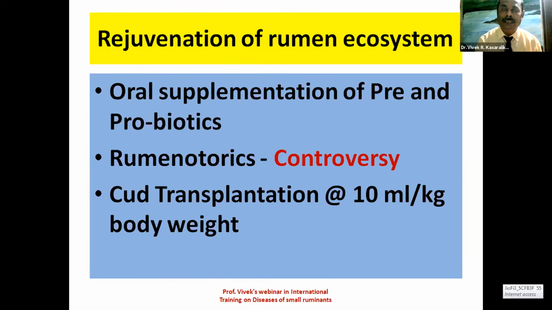And I always advise the cud should be sieved in a cloth, so that the other fiber contents can be removed, and only a fluid part which is rich in microorganisms, which is rich in protozoa and gram-positive and gram-negative organisms, will be much more beneficial. And sometimes this fiber content clogs while giving orally. So better to pass it through a sieve or a fine mesh cloth, so that only the fluid part will come out, and it can be given at the rate of 10 ml per kg body weight.